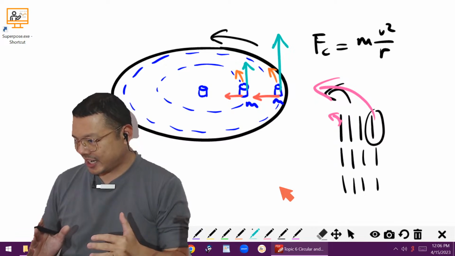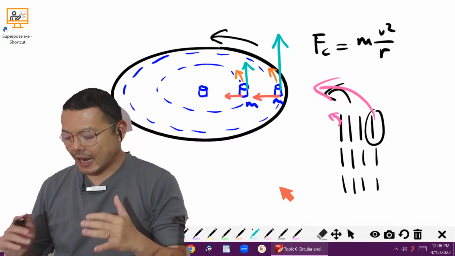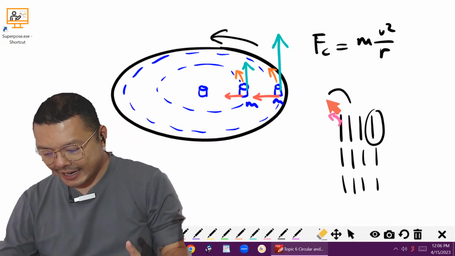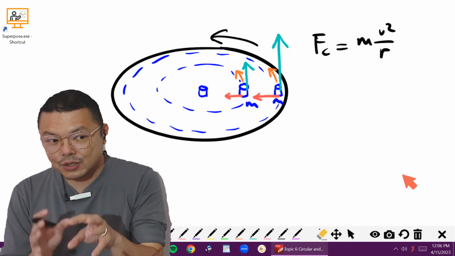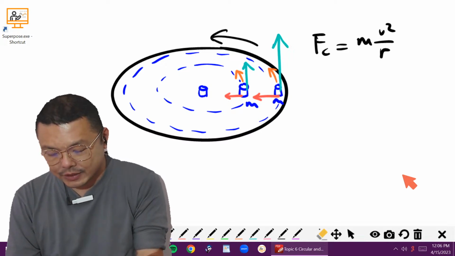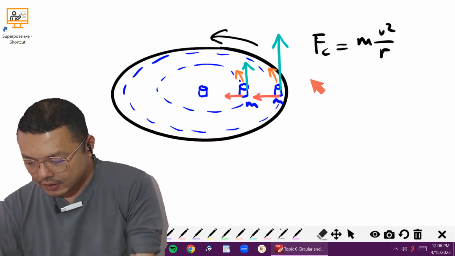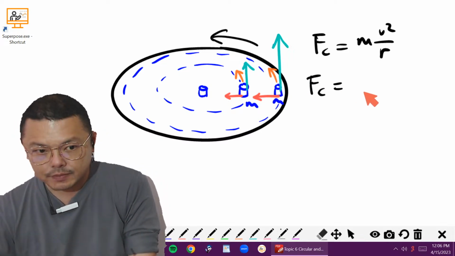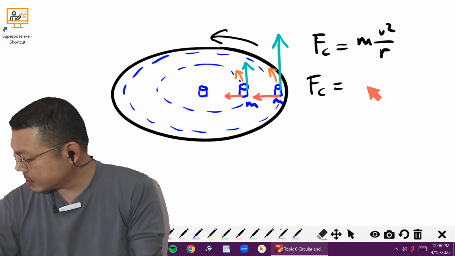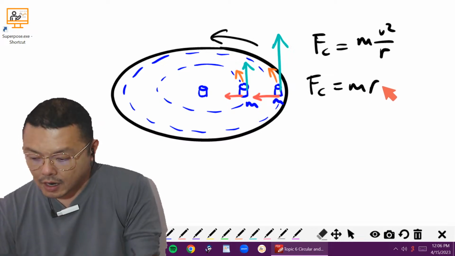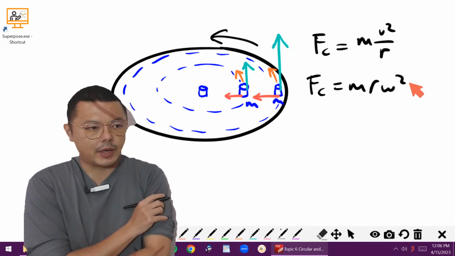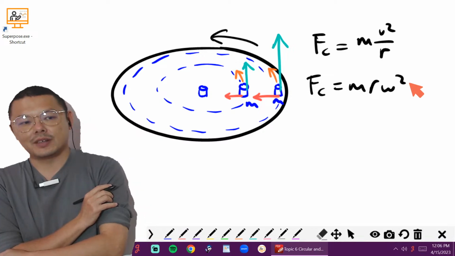So it's hard to judge, right? I know it's squared, but exactly what the effect of it is, you don't really know. So the best thing to do here is to compare using another centripetal force equation. What's the other centripetal force equation? Fc equals to... what's the other one? m r omega squared. Good. m r omega squared. Now this one is easier to understand.